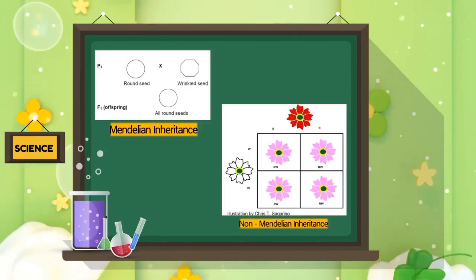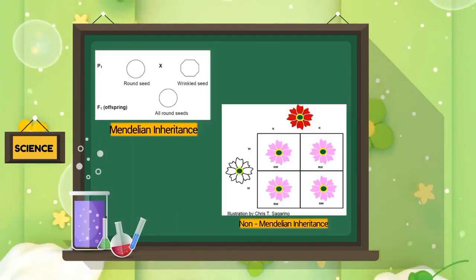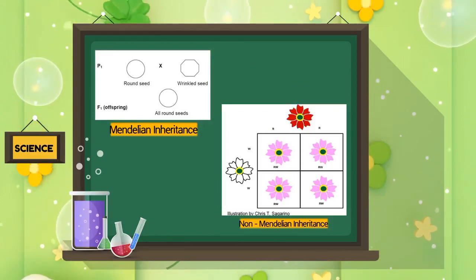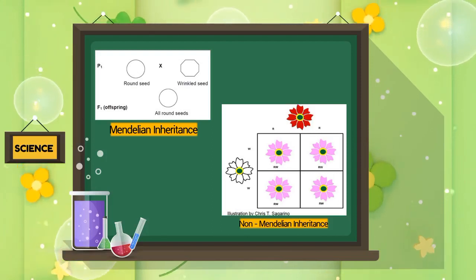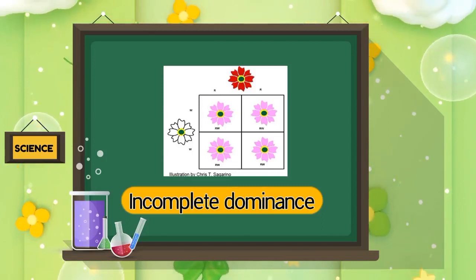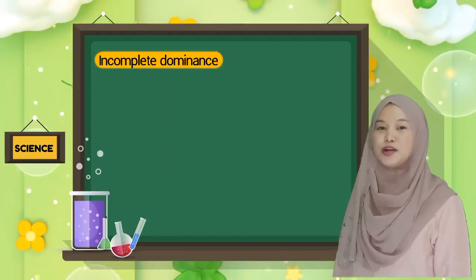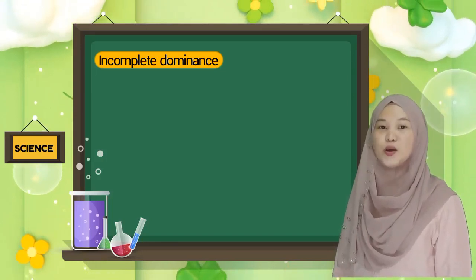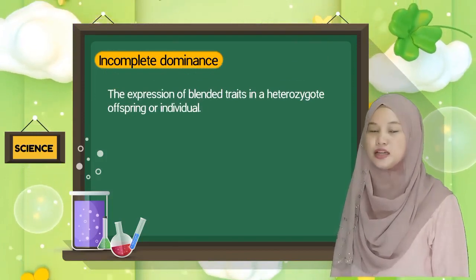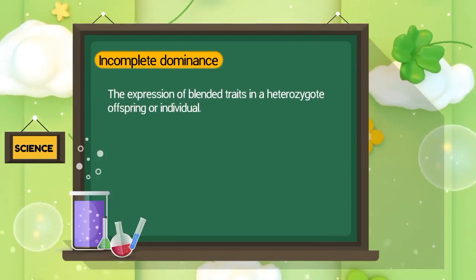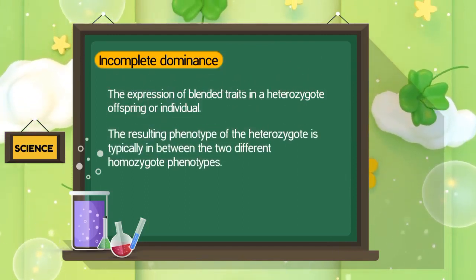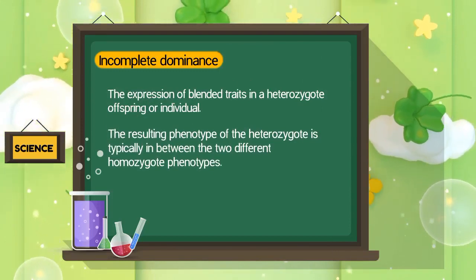Kung napapansin nyo, magkaiba sila ng result ng nasa pattern of inheritance ni Mendel, kaya tinawag itong Non-Mendelian Pattern of Inheritance. At ang specific na tawag sa pattern of inheritance na nasa problem natin ay incomplete dominance. From what we observed in our problem, we can now say that incomplete dominance is the expression of blended traits in a heterozygote offspring or individual. In addition, the resulting phenotype of the heterozygote is typically in between the two different homozygote phenotypes.